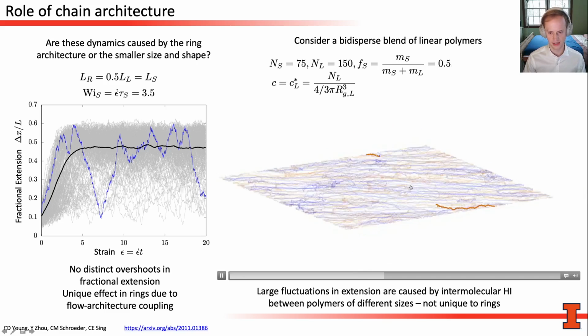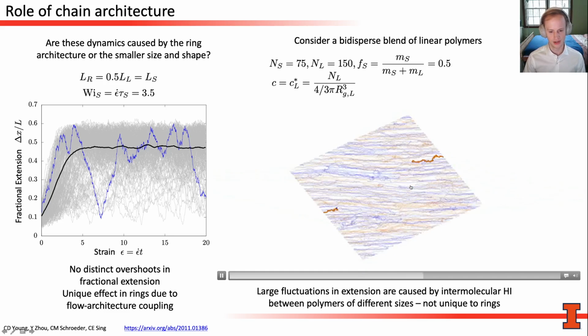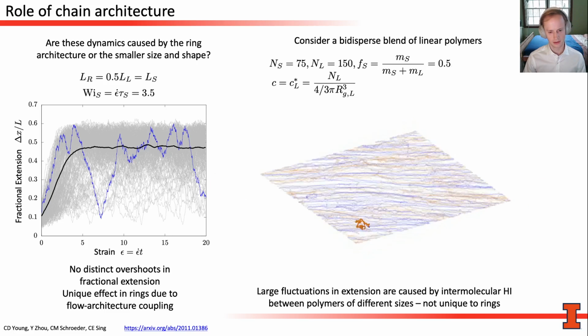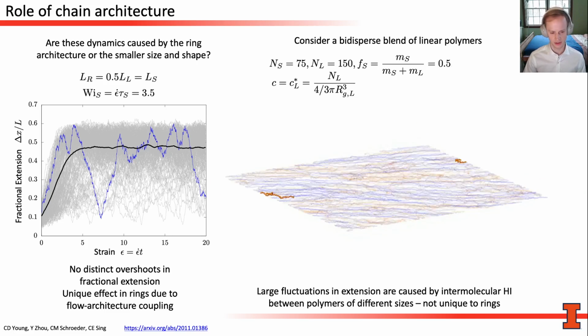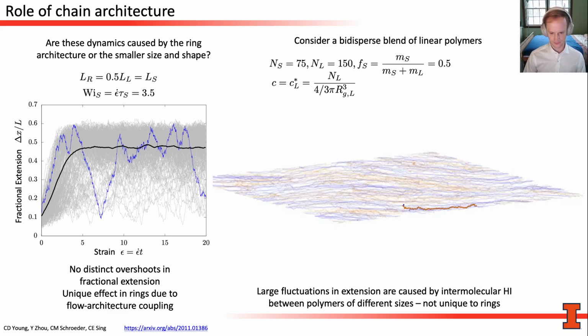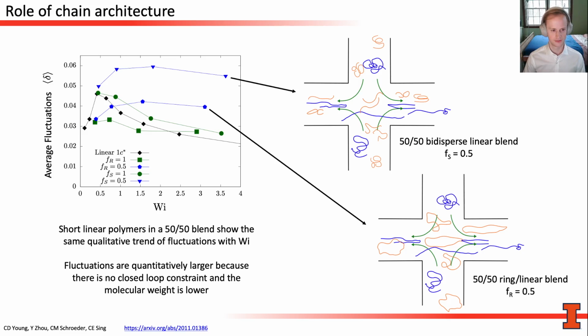So I'm just showing an example trajectory in a movie here. This appears to be due to the differences in length scales and time scales of the two components of your blend. We can again go ahead and quantify these fluctuations using our average fluctuation quantity. And here we see qualitatively consistent behavior between our two blends at the 50-50 mass fraction, where the short linear polymers with the matched contour length to the ring display the same trend in fluctuations with Weissenberg number, where it increases as opposed to being peaked at Weissenberg number 0.5.